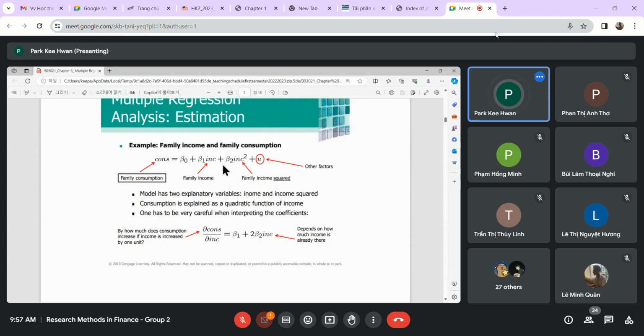And so by having a multiple regression, you can allow for the quadratic function, a more flexible functional form. Okay, so that's the good thing. That's the good thing about the multiple regression. Okay.